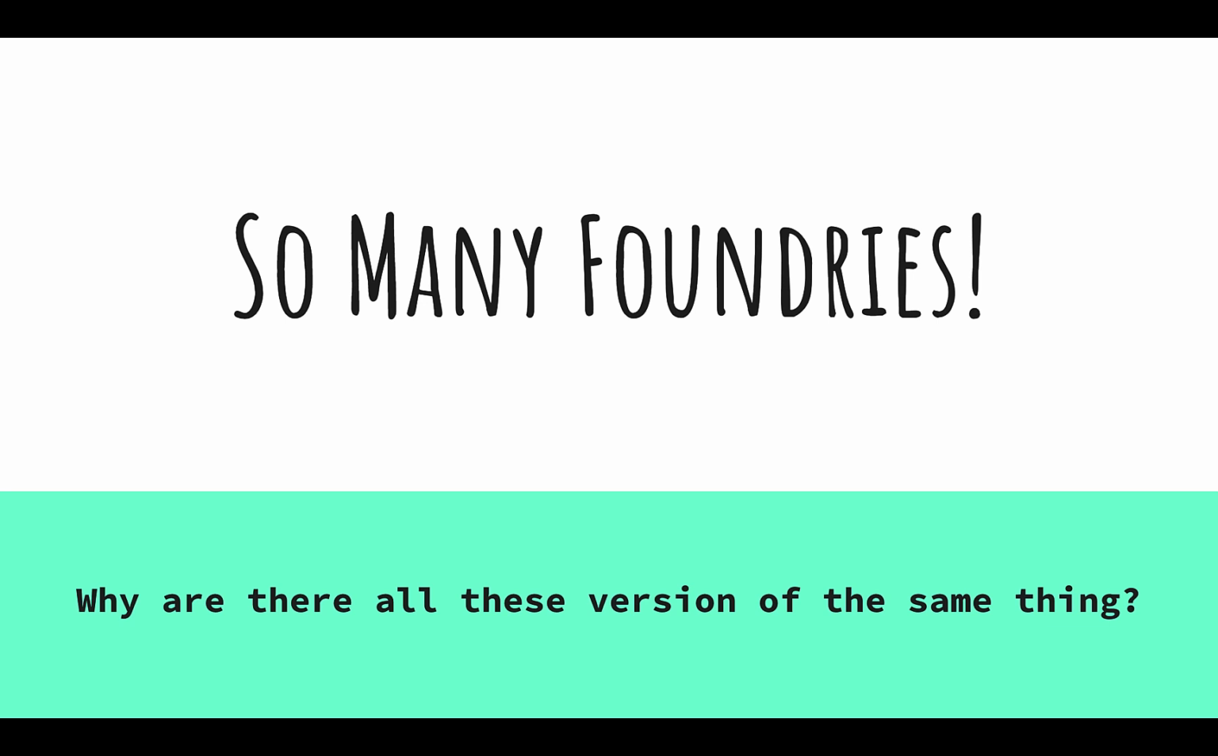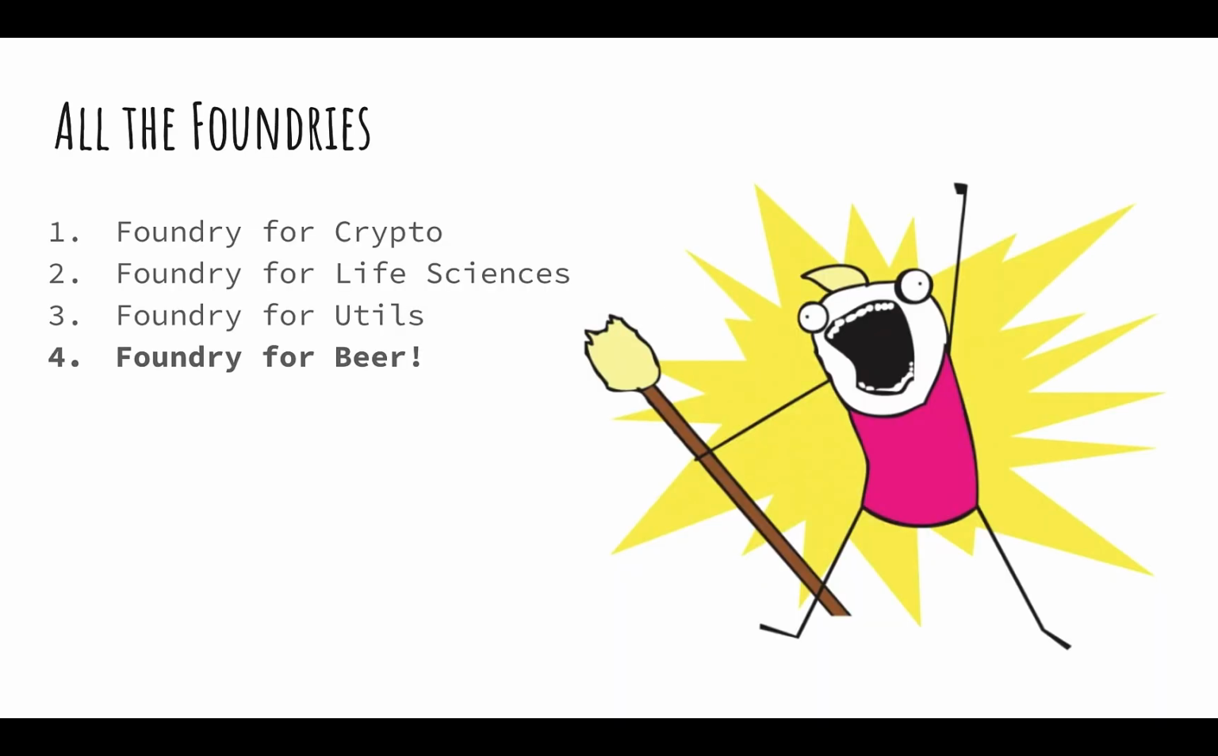This is my theory. All the foundries, right? So if you work in tech, you know there's icons everywhere. You probably know it anyway. But yeah, there's Foundry for crypto and Foundry for life sciences and Foundry for utils and Foundry for beer, right? So, you know, it's kind of weird.